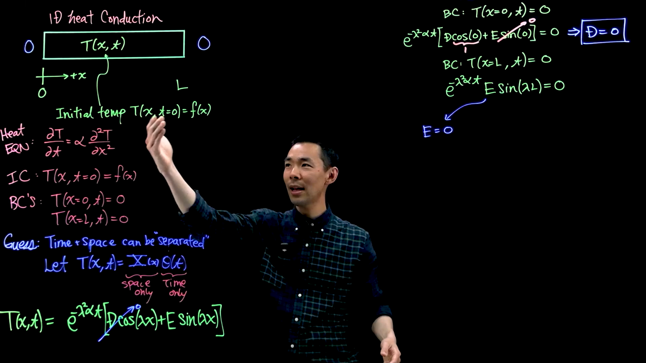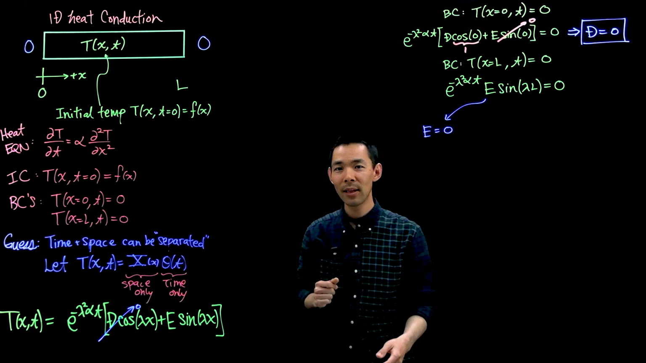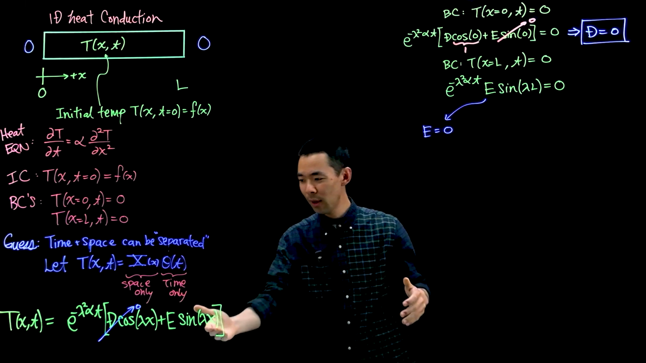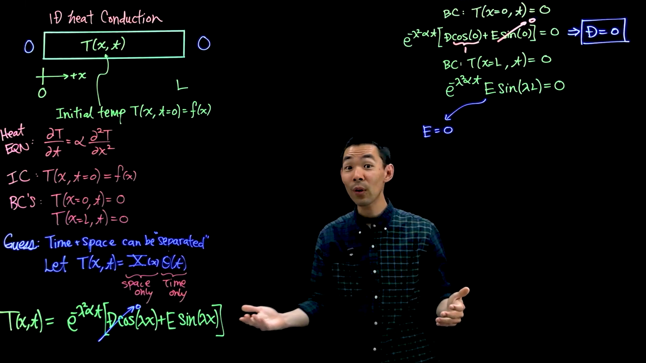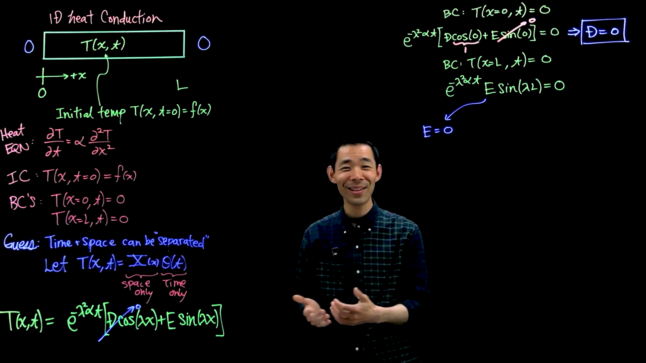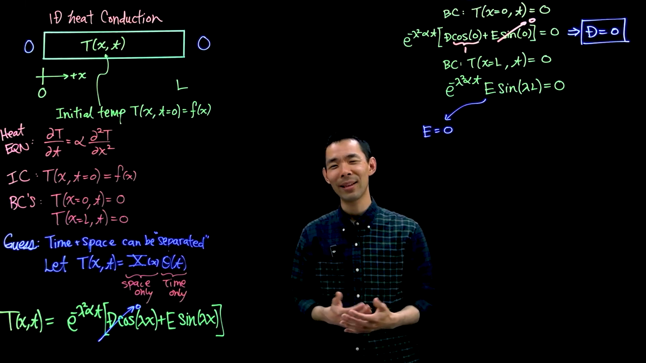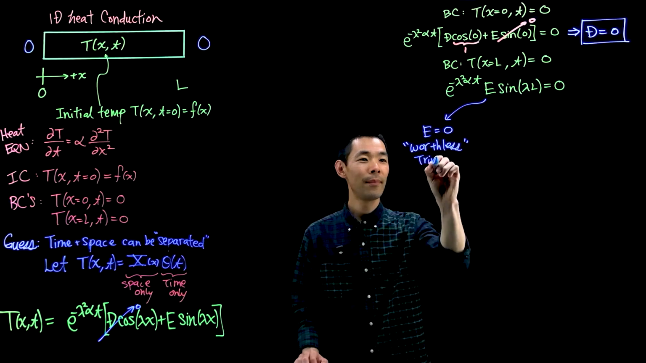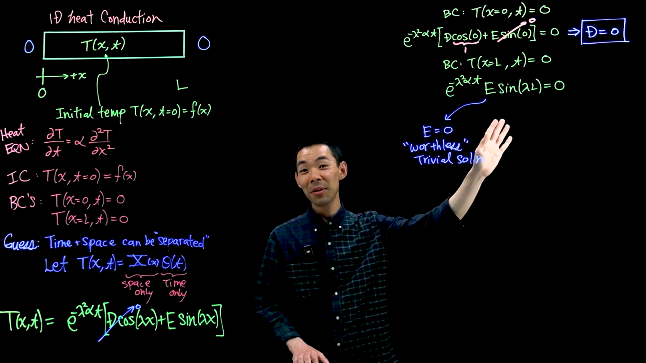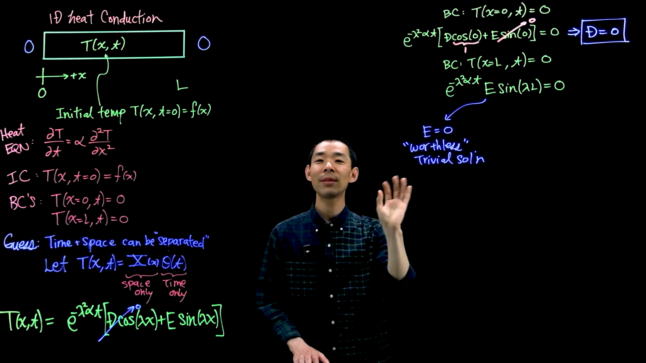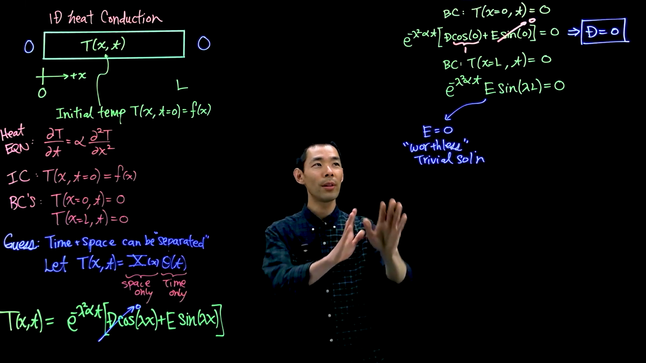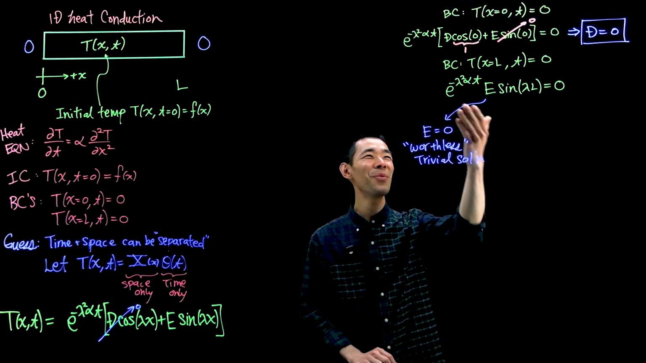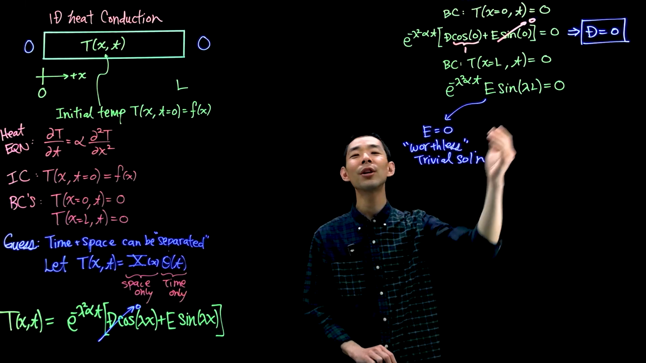Your initial condition says that at time t equals 0, it must be f of x. And it's just weird that the temperature is 0. You just get the trivial solution for all time t and all position x. It just doesn't seem right. This is called the trivial solution. So d being equal to 0, that's fine. But if e were also 0, it gives you the trivial solution. We don't want that. So let's go back up to here and think about, is there any other way in which this condition could be true?